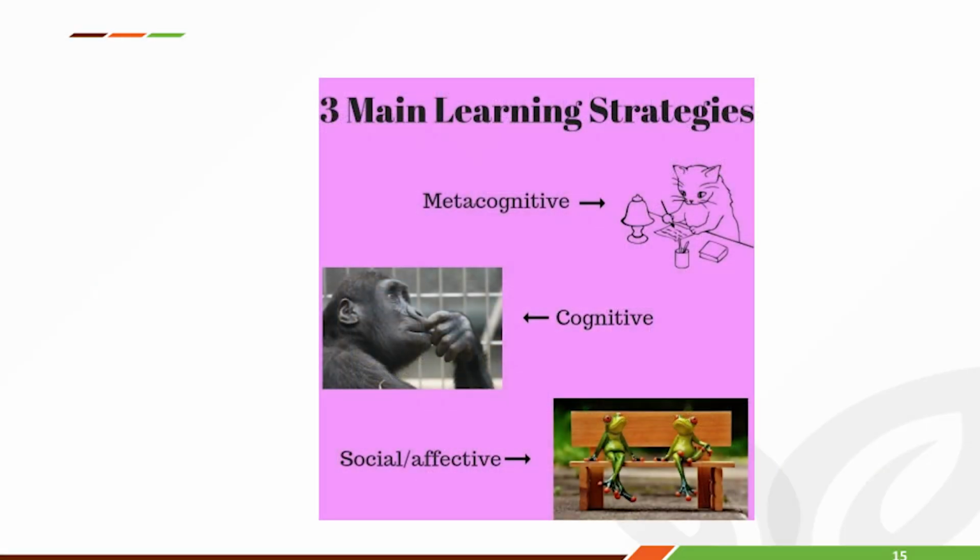These are all free that I grabbed from Canva. It's a cat writing to show the metacognitive skill. It's a primate thinking to show cognitive, and then frogs sitting on a bench to show social or affective. It's just talking points during a lecture and something to help students remember.